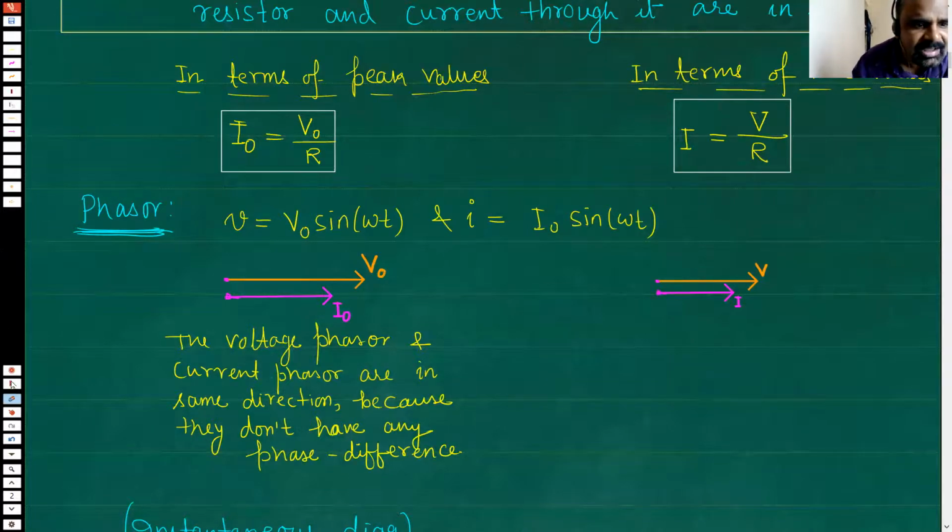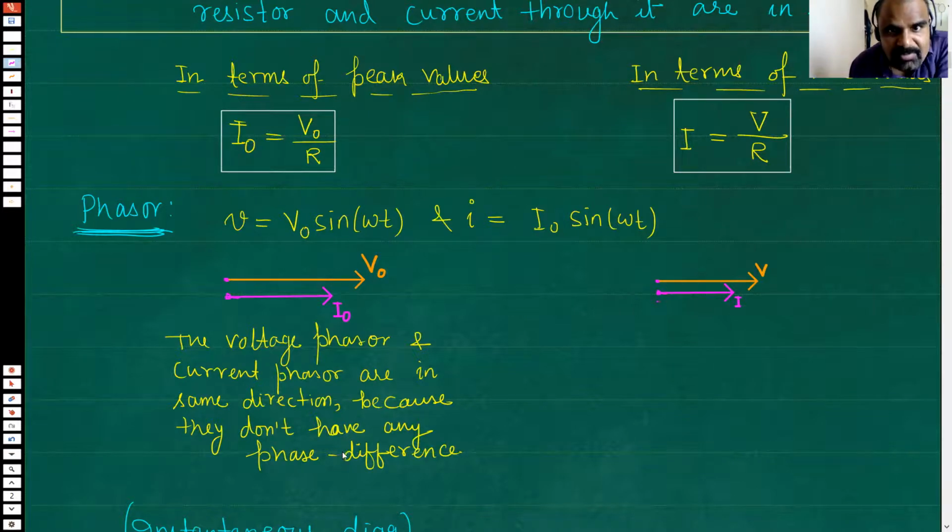So can we draw a phasor in terms of RMS values also? I'll repeat this 2-3 times, so please be attentive. Normally when we draw a phasor diagram, the length of the phasor should be equal to the peak value. I have already said it many times. Since this voltage's peak value is V naught, this length should be V naught. Since the current's peak value is I naught, this length should be I naught. However, we can also draw a phasor diagram where the length of the phasor is equal to RMS values.